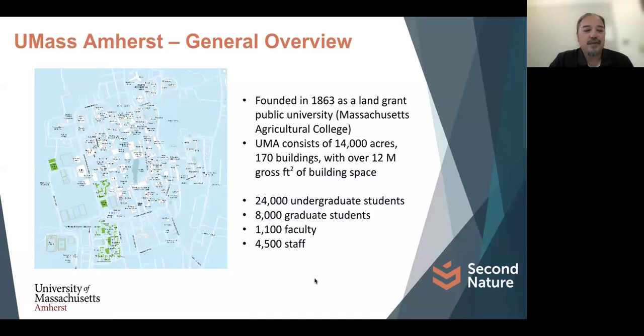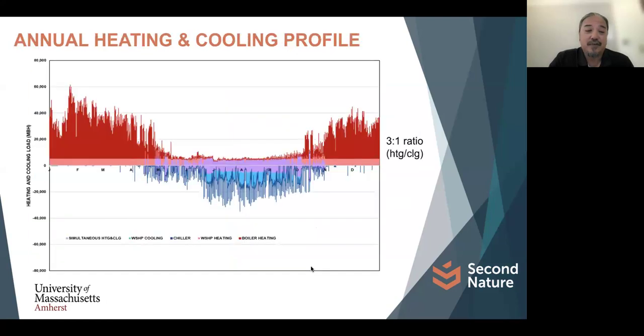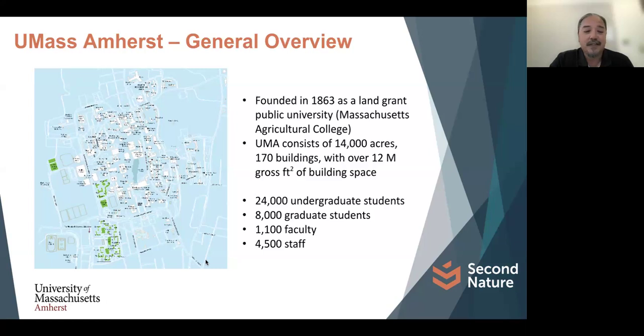So just a few general stats about UMass Amherst. We were founded in 1863. We cover about 14,000 acres, 170 buildings plus, and about 12 million gross square feet of building space and growing. We have about 30,000 students, the majority of which just moved in this past weekend. 6,000 faculty and staff, and I'd say UMass Amherst would be considered a medium-sized higher ed institution, but I'll leave it up to others to confirm or deny that.